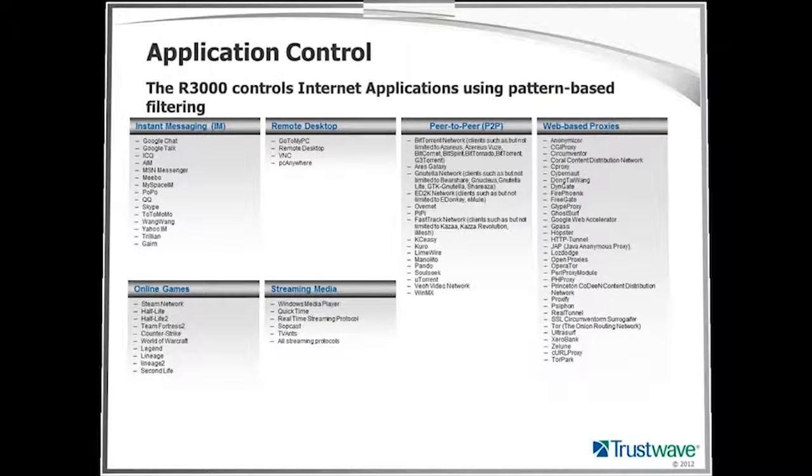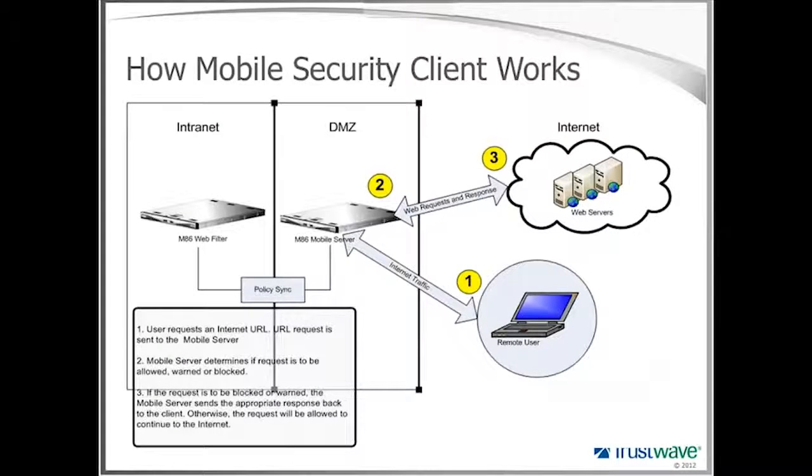Now, if you have mobile users and you want to make sure that those users are filtered when they leave your network, then what you can do is install what's called our mobile security client onto those laptops. When they are in network, they will be filtered. When they are out of network, that client will connect to a web filter within your DMZ, and what that will do is then proxy the traffic through that DMZ mobile filter, and it will make sure that all of the traffic is filtered based upon what policy that user should have.